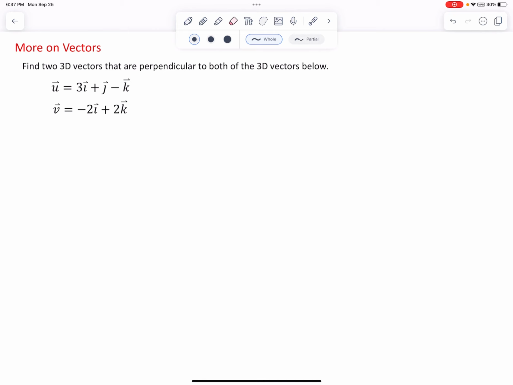In our last lesson we learned that two 3D vectors are perpendicular to each other if their dot product is 0. So let's begin with an unknown vector. We'll call it x, with components a, b, and c. To find a vector x that is perpendicular to both u and v, we need the dot product of x with u to be 0, and we need the dot product of x with v to be 0. This sets up the following.